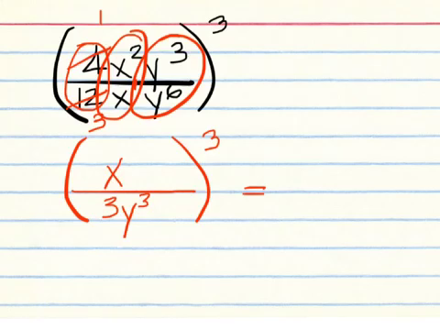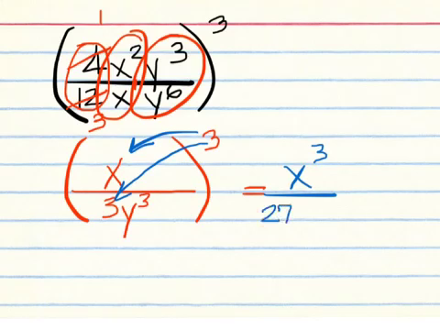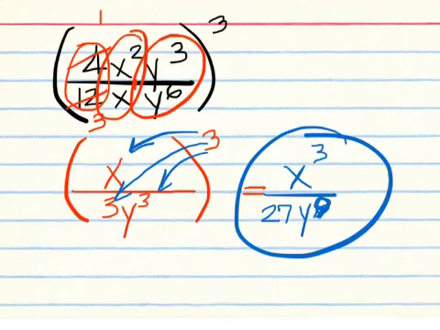When you cube the top, you just get x to the third. When you cube the bottom, you must find 3 cubed, which is 27. And then y to the third power is, not y to the sixth, but y to the ninth. Y to the ninth power. X to the third over 27, y to the ninth power.